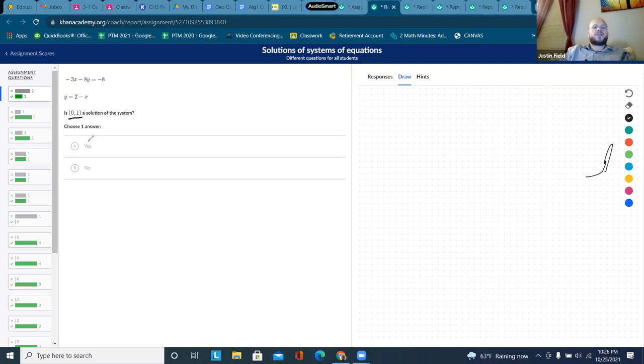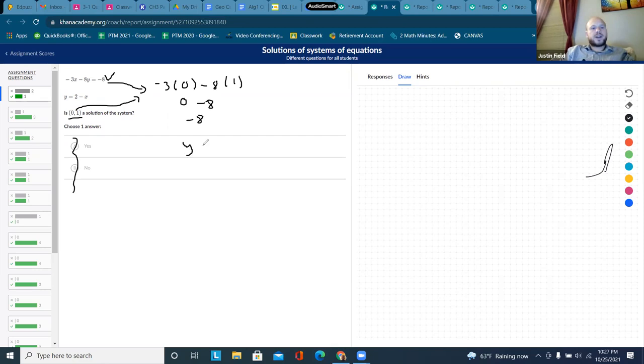Is (0, 1) a solution to the system? First of all, forget this yes or no thing. That is a yes or no question, but the work is much more important. So let's substitute. -3 times 0 minus 8 times 1. So I just substituted my values into that equation and it gives me 0 minus 8 is -8. Aha, checks in the first one.